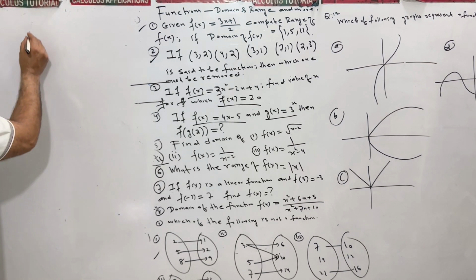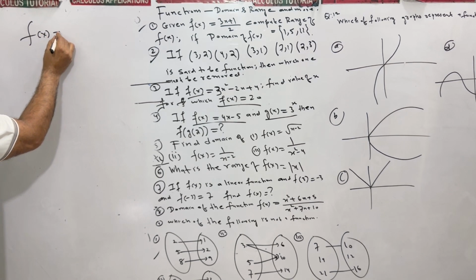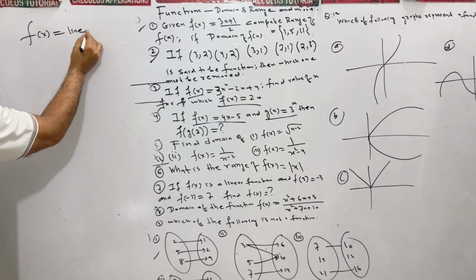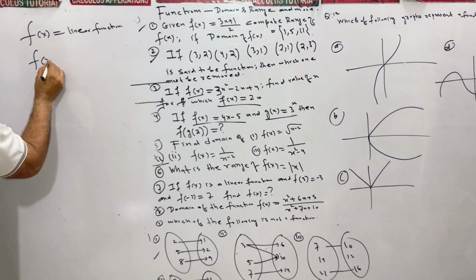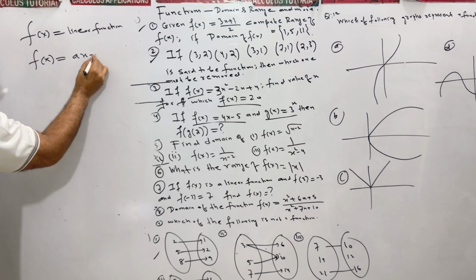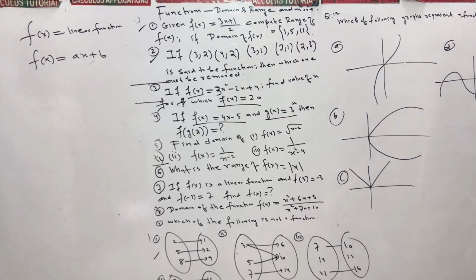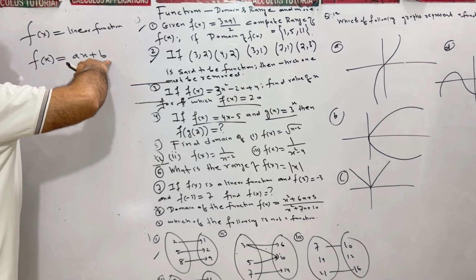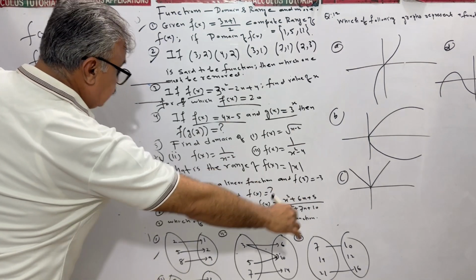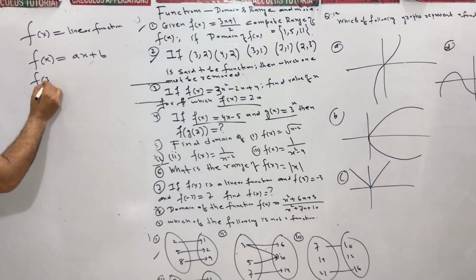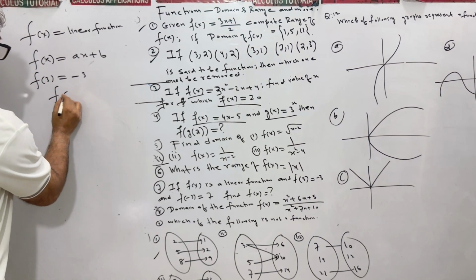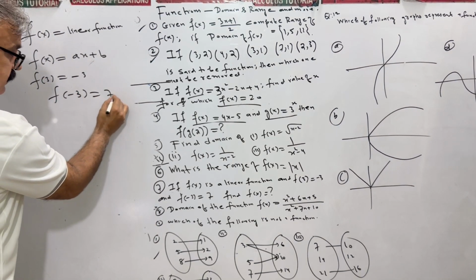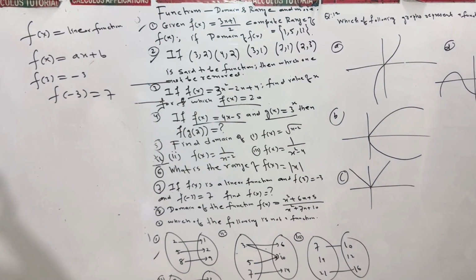f of x is a linear function. Linear function means having power 1. So that is the general form of linear function, f of x is equal to ax plus b. And we are interested in the values of a and b, and we have given two additional conditions. They are f of 3 is equal to negative 3 and f of negative 3 is equal to 7. Then we are asked to find f of x.